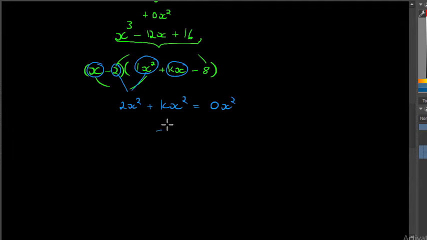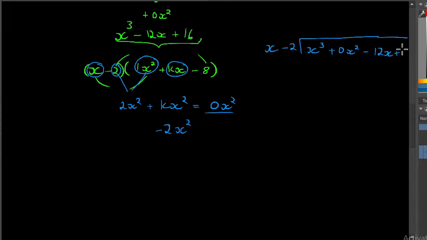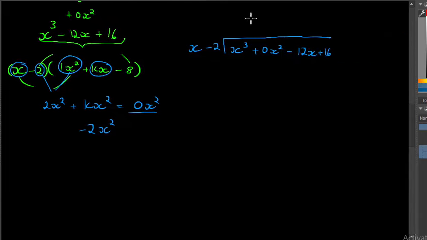So it's fairly easy now. I know, oh, that must then be negative 2x squared, because 2x squared minus 2x squared will give me 0x squared. So it is fairly easy. But let me just then do the long method to show you, come on guys, this is not so difficult. x cubed. Now, when there's an x squared term missing, I just put in 0x squared. Plus, now there's actually a minus 12x plus 16. And now I just divide.